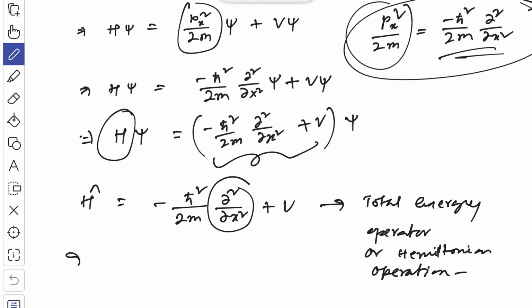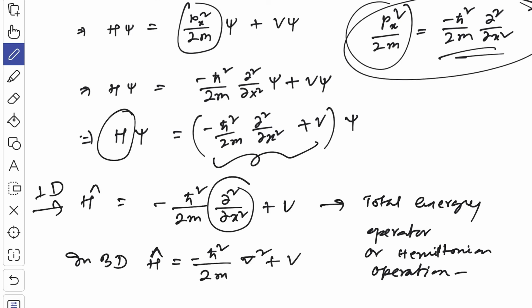So let me write in 3D. This is in 1D. In 3D, H cap will be minus h cut square by twice m, Laplace operator, plus V. So that is in 3D. So hope you have understood this.